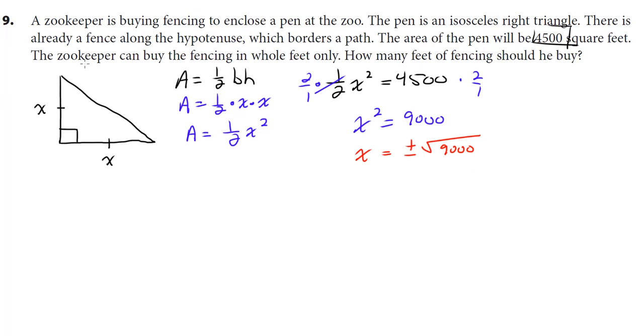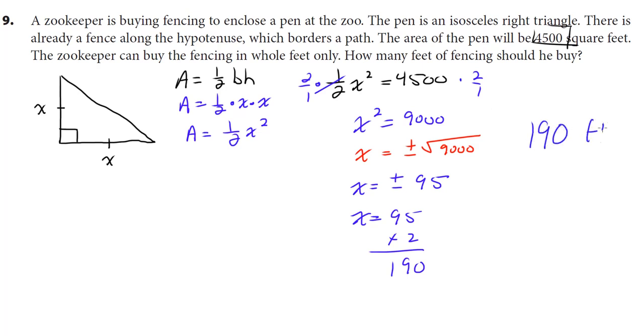So x equals positive or negative, and the square root of 9,000 rounded to the nearest whole number is 95. And again, I cannot measure things in negative numbers, so the answer is 95. X equals 95. And remember, there are two sides that measure 95, so that's 95 times 2 is 190. So the zookeeper needs to buy 190 feet of fencing.